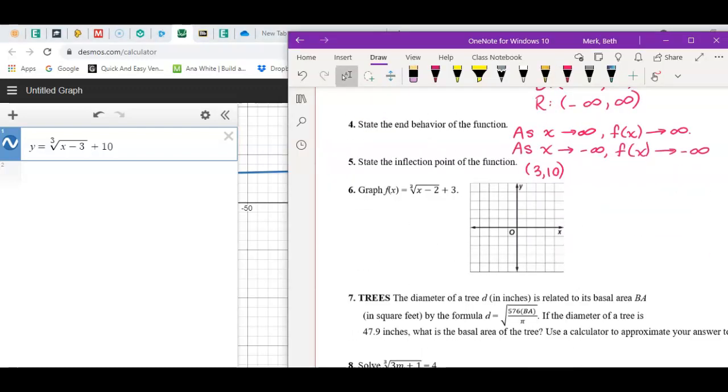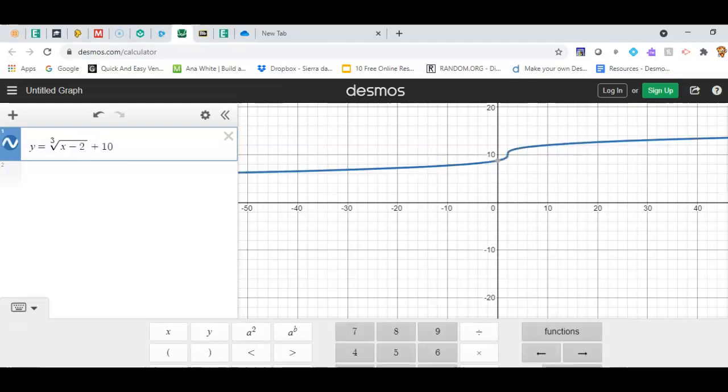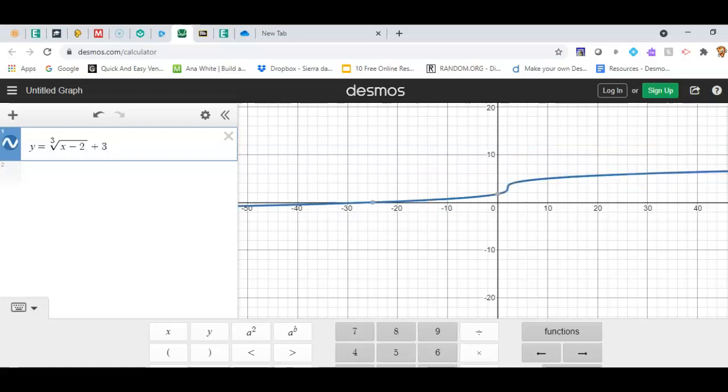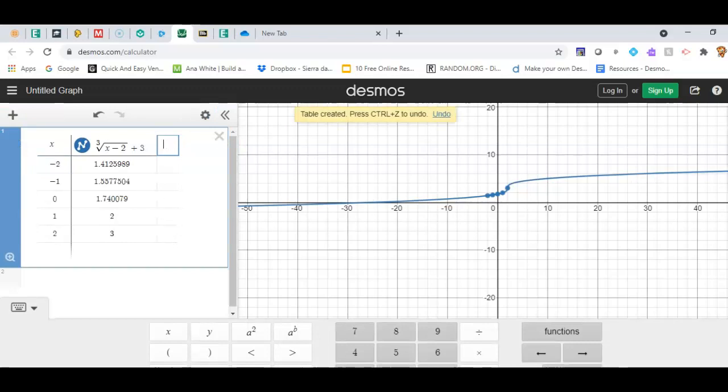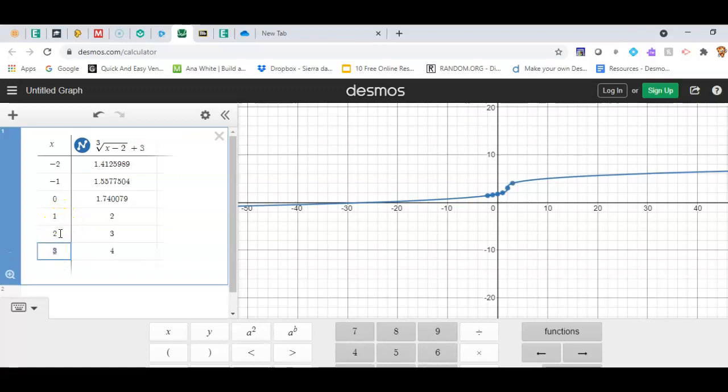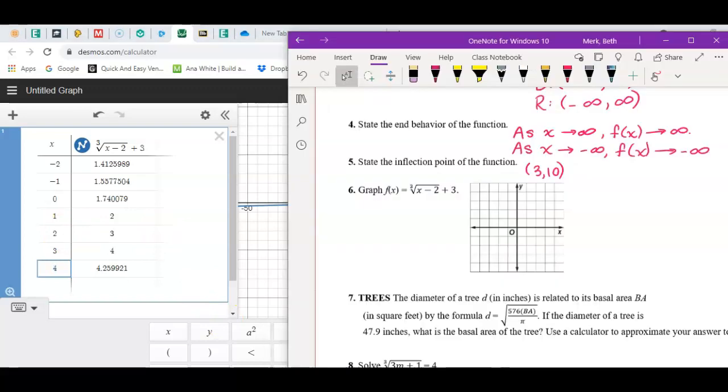Another one to graph. Now we have the cube root of x minus 2 plus 3. And we look at the table because we do want to get these points on our graph. And the points 1, 2, 2, 3, 3, 4, those are all pretty nice points. So let's start with those three. 1, 2, 2, 3, 3, 4. So it kind of goes up this direction, and then it goes down this direction.